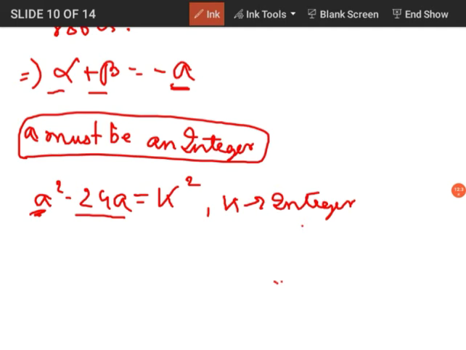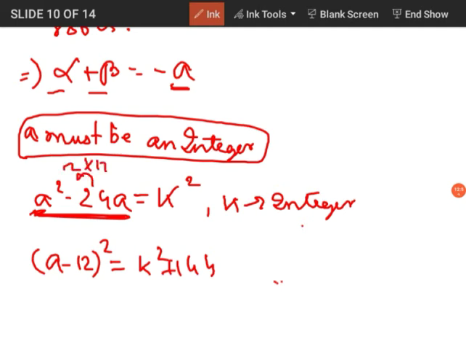Now let's make a perfect square here. So this would be (a minus 12) whole square equals k square plus 144. That's what's coming to my mind, because see, minus 24a can be 2 multiplied by 12 multiplied by a, so a is already here, so we have to just bring 12. So for that, since this is an equation, we have to add 144 right here, that is 12 square. So I hope that you have understood this step as well.